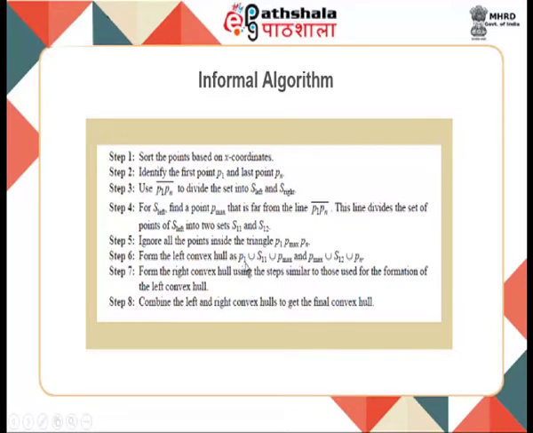the left convex hull is going to be the union of P1 and S11, and S11 is nothing but the set that is created by the division of S left by this particular line. So, the left convex hull is going to be P1 union S11 union P max, and similarly the right convex hull is formed. Then finally, by combining this left and right convex hull, we get the final convex hull.